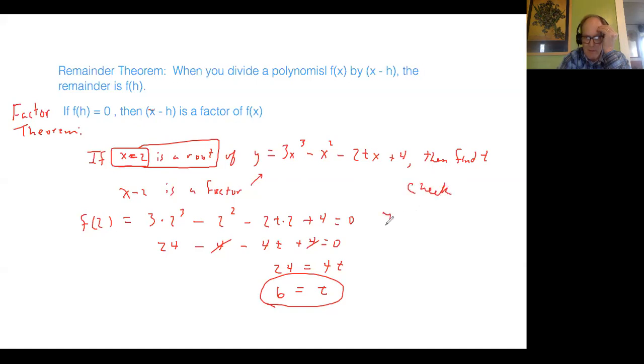We can check this. So then our polynomial is 3x cubed minus x squared minus 12x plus 4 at x equals 2. Then we get 2 cubed is 8. 8 times 3 is 24. 2 squared is 4, so 24 minus 4 minus 24 plus 4 equals 0. There's our check.